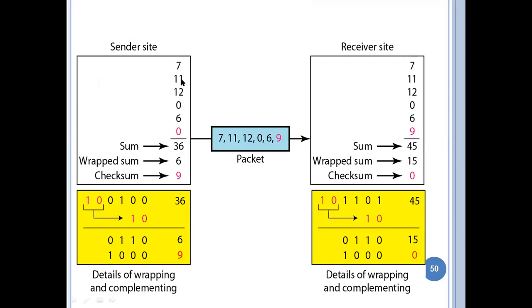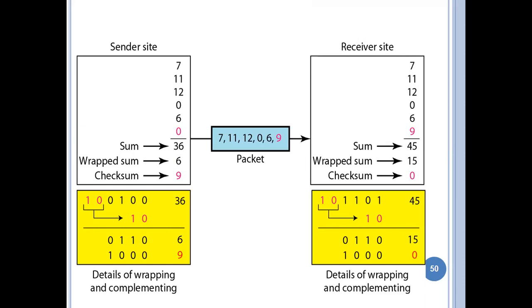For example, if we want to send the numbers 7, 11, 12, 6, we send 7, 11, 12, 6 and 36. 36 is the sum of the original numbers. The receiver adds the 5 numbers and compares the result with the sum. If the two are the same, the receiver assumes no error, accepts the 5 numbers and discards the sum. Otherwise, there is an error somewhere and the data are not accepted.